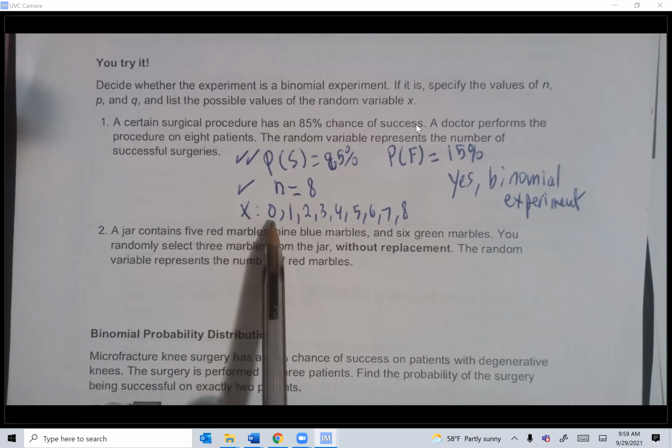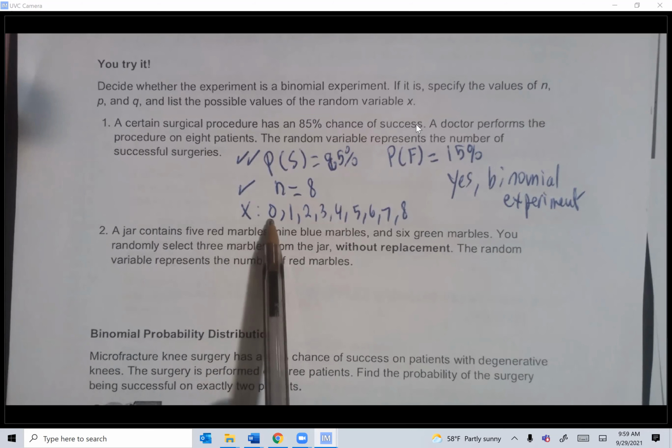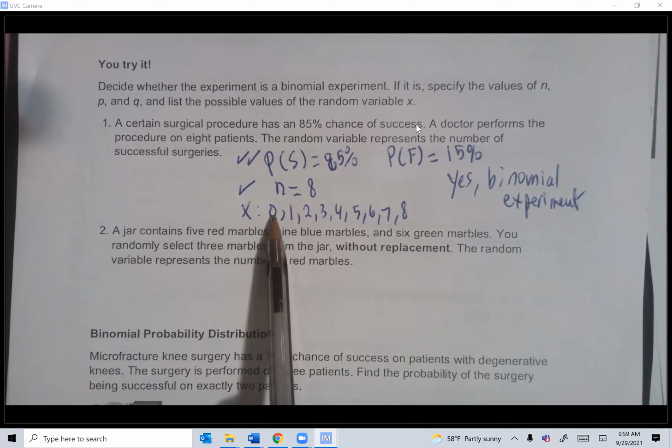It is very unlikely that the doctor will perform the surgery and 0 patients will have successful surgery, but it is a possibility. It's one of the options. Very, very low probability that this will happen.